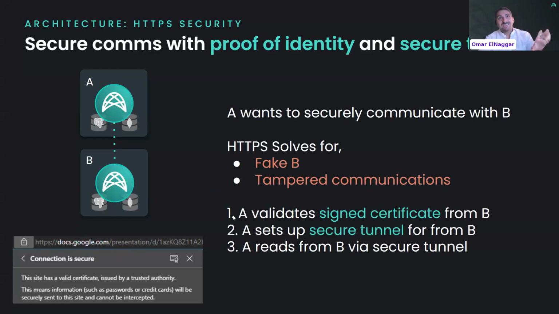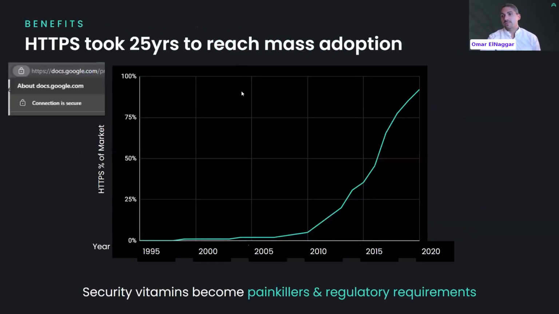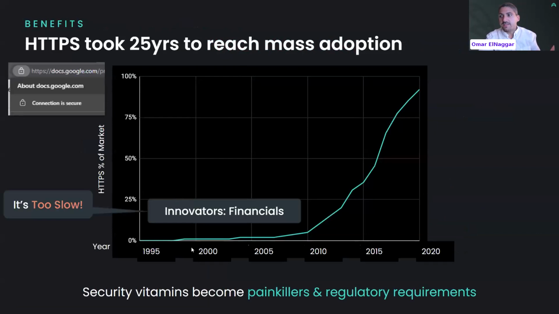But it's using the exact same pattern as that DMV example, right? Google will issue a signed certificate in this case, and then I will validate that certificate. We'll set up a secure tunnel for our activity, and then we'll go and do all of our activity through that secure tunnel. Now, this encryption technology took literally 25 years to reach mass adoption. When it started off, people were just like, it's slowing down my websites, and they hated it.